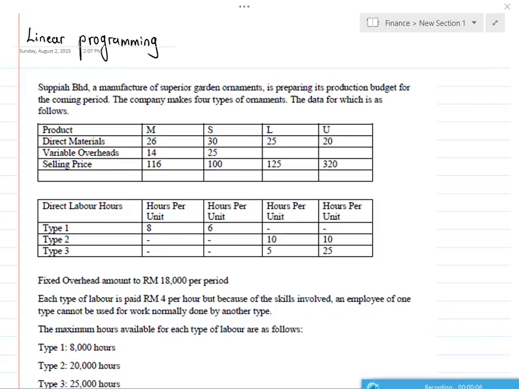Okay, come, let's start. Let me ask you one first question. What is linear programming? What do we have to calculate linear programming for? Why do I have to use that?